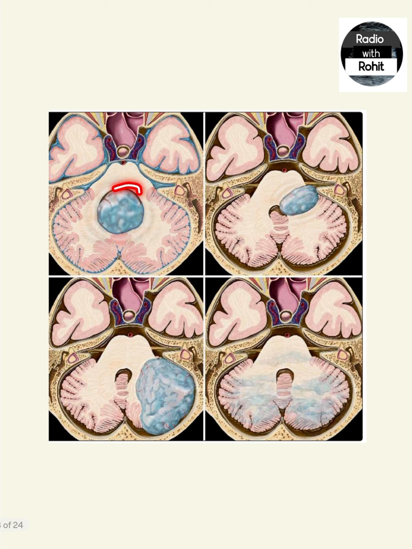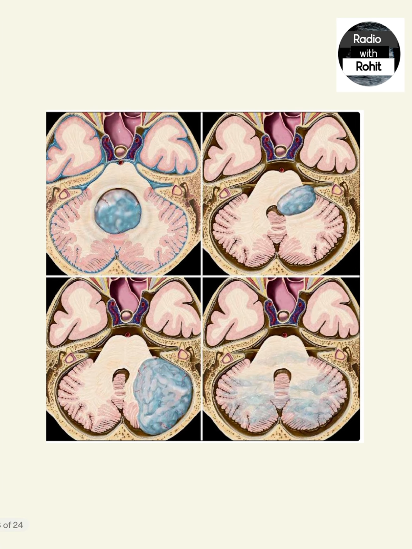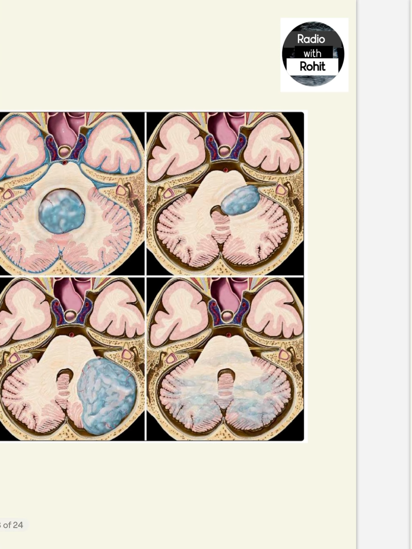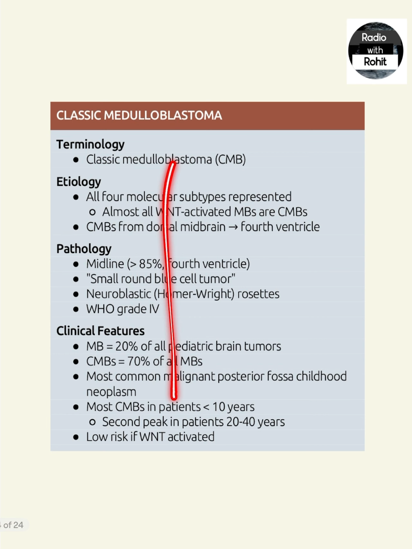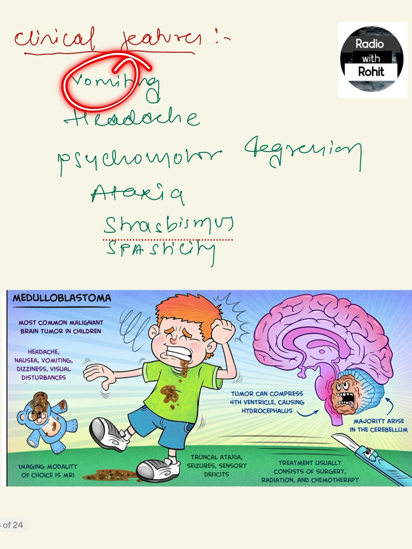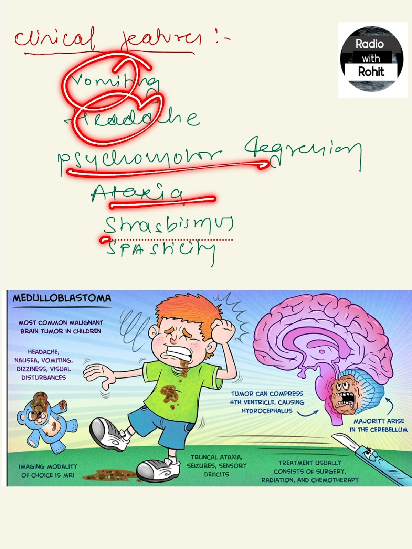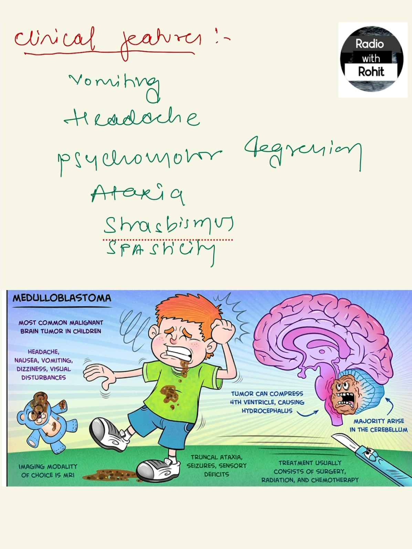There are 85% chances it will be in the midline. Rest of it could be laterally or in the one lobe of the cerebellum or infiltrative, but most commonly it will present in the roof of the fourth ventricle. Just we have discussed it. So vomiting, headache, psychomotor delay, ataxia, strabismus, and spasticity will be the overall clinical features in our child.